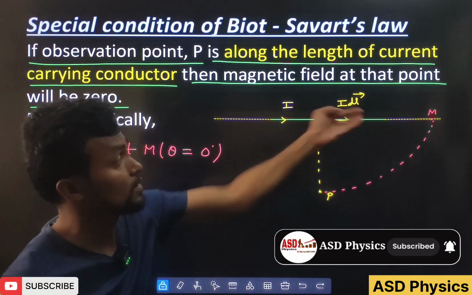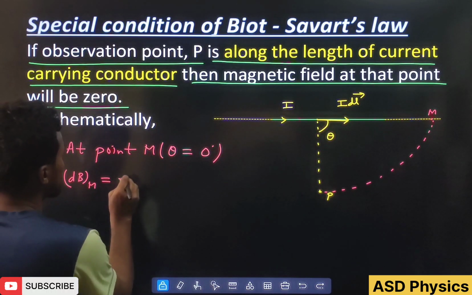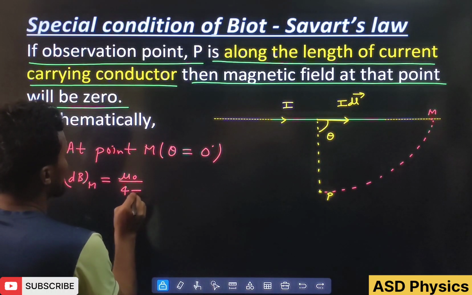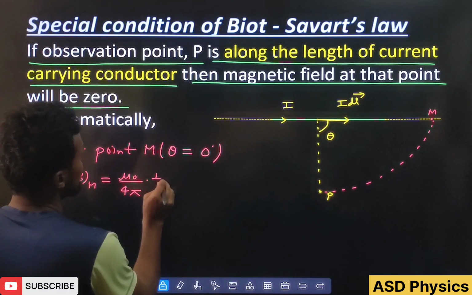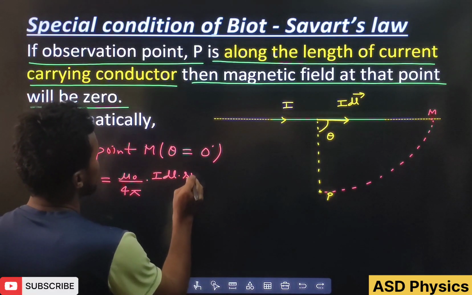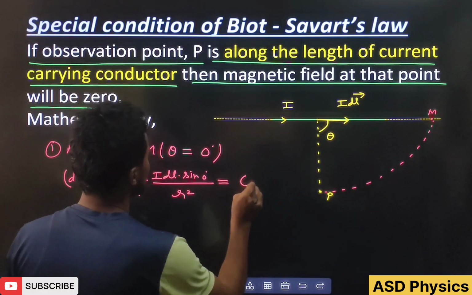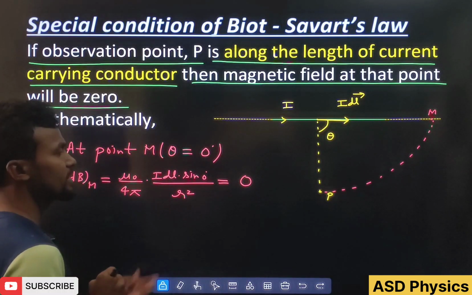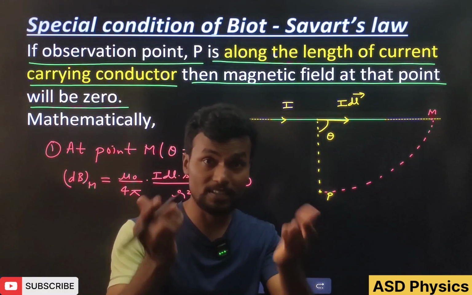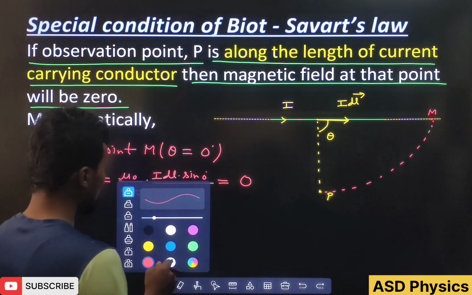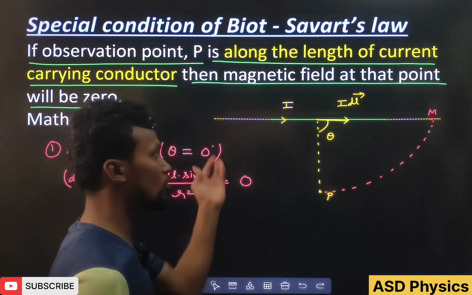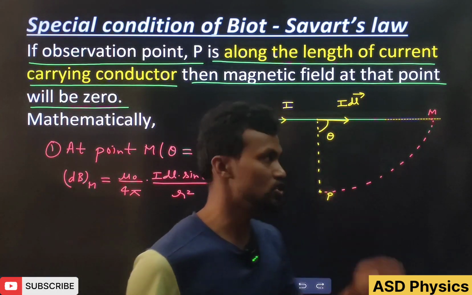That means the magnetic field at point M, along the direction of the current, dB equals, what is the formula? By default, in air, mu naught by 4 pi, I dl sine theta, that means sine 0, by r square. Sine 0 is 0. So the magnetic field will also be 0. When the observation point is along the length of current, the magnetic field will be 0.